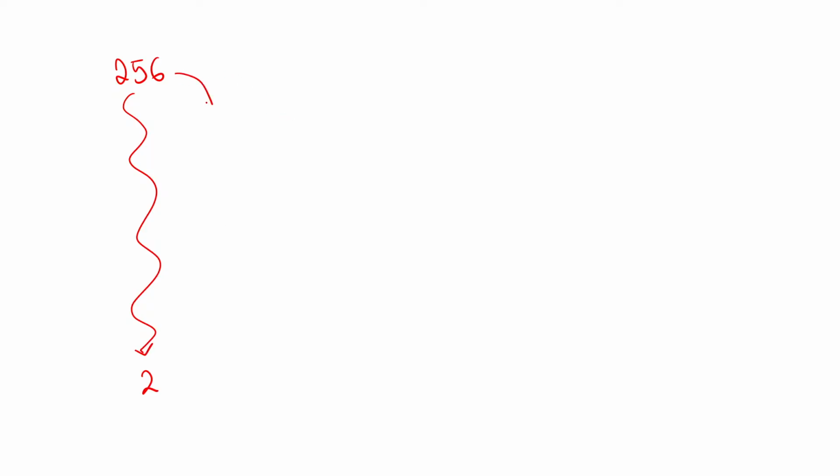So we're going to say, what's half of 256? It's 128. Hello, computer scientists. What's half of 128? It's 64. What's half of 64? It's 32. What's half of 32? It's 16. What's half of 16? It's 8. And down to 4 and down to 2. All right, so each time I'm just halving it.